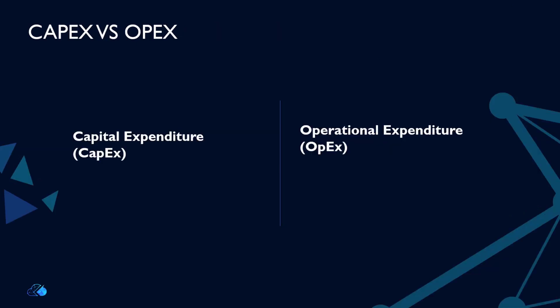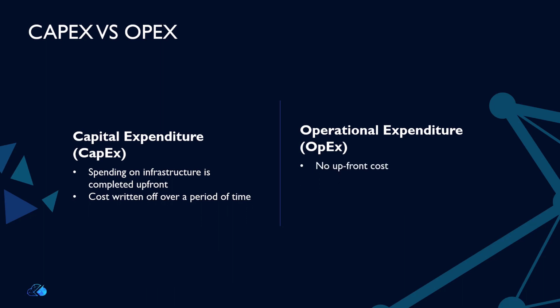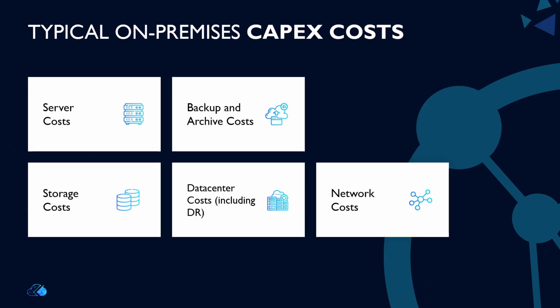Well, how does that fit in then to CapEx versus OpEx? Well, CapEx, again, is spending on infrastructure that is completed upfront. Cost is written off over a period of time. And operational expenditure, no upfront cost, pay for the service as you consume it. Deduct from your tax bill in the same year as the expense occurs, in contrast to CapEx, which can be depreciated over time, often over 5 years.